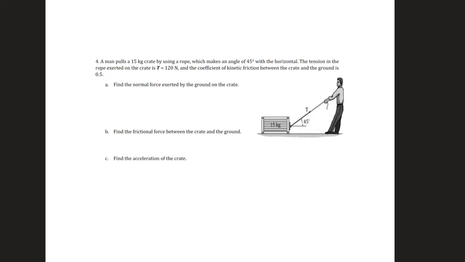In this problem, we are going to look at how to solve a problem based on Newton's law. We've got a man who pulls a 15 kg crate by using a rope. So that means the mass is given as 15 kg, and it makes an angle of 45 degrees with the horizontal. So theta is equal to 45 degrees.